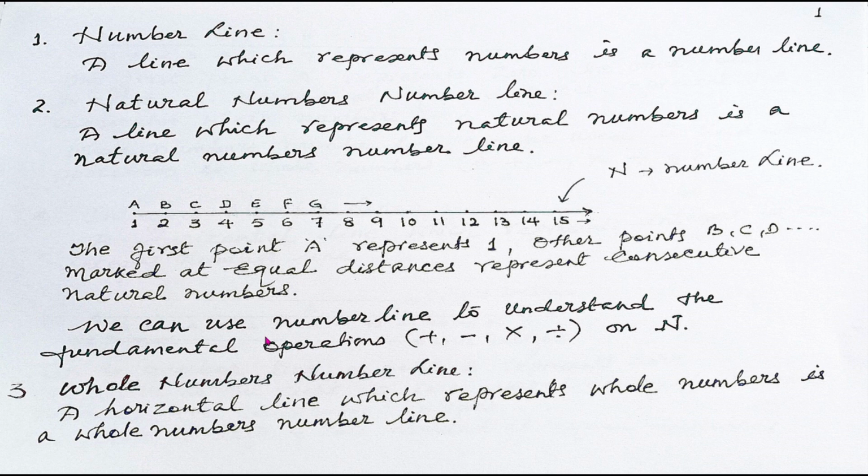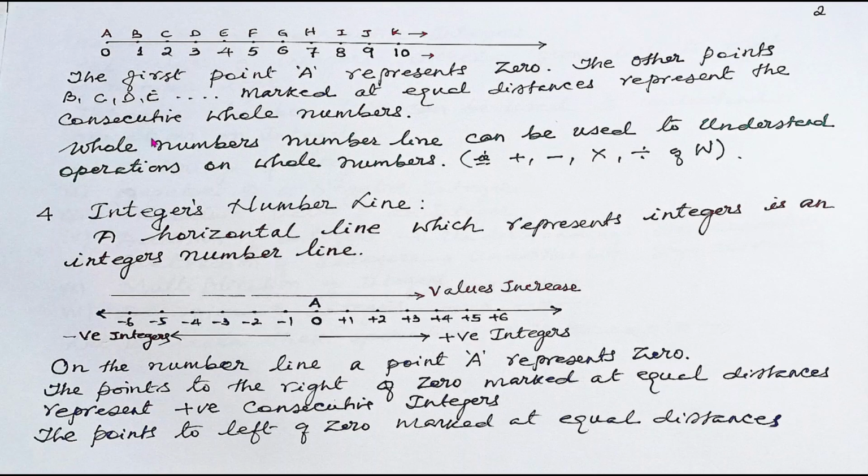Now, the second important number line is the whole numbers number line. A horizontal line which represents whole numbers is a whole numbers number line. Draw a horizontal line, mark a point A on it, and point A represents the least whole number, that is 0. Then the subsequent points B, C, D, E, F, G, H, I, J, K marked at equal distances on the horizontal line represent the consecutive whole numbers. The whole numbers number line also can be used to understand the operations on whole numbers, that is addition, subtraction, multiplication and division of whole numbers.